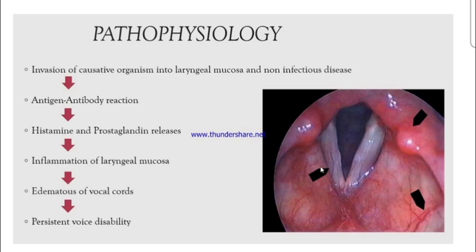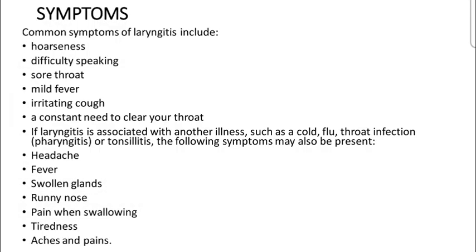These are the chemical mediators of inflammation. So these start to release in the body. Inflammation of the laryngeal mucosa can lead to edema of the vocal cords. So they will not be able to vibrate properly. Voice will not be able to come out. Persistent voice disability will occur.